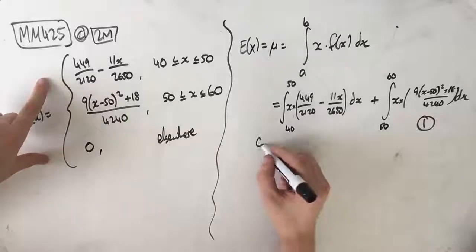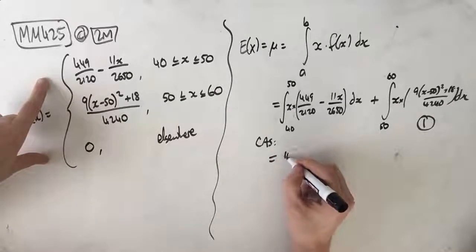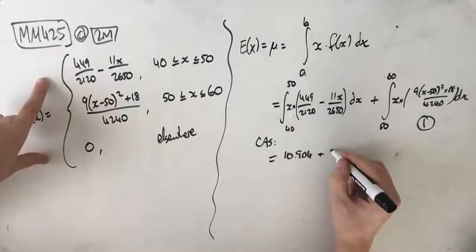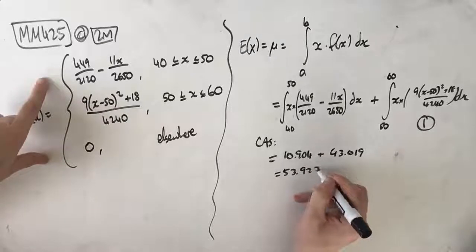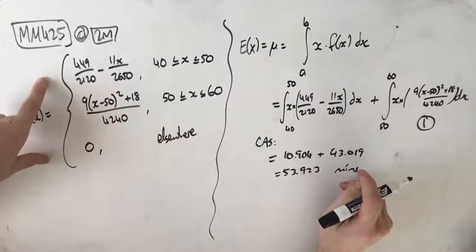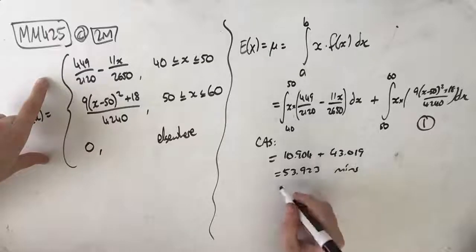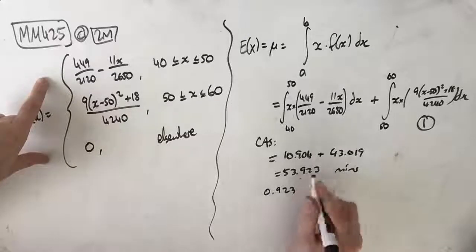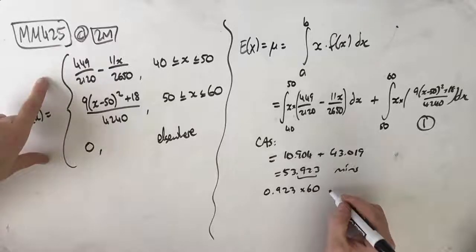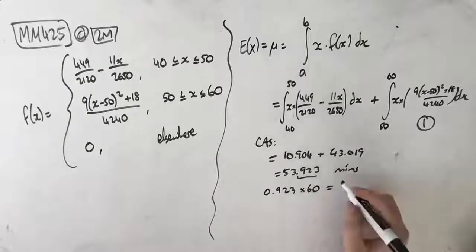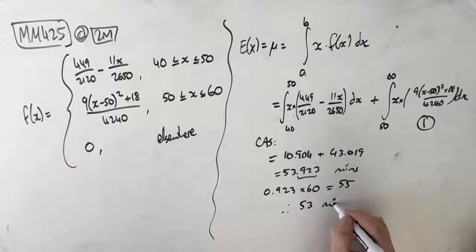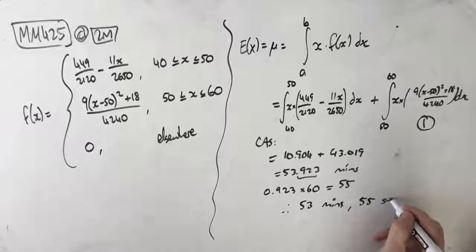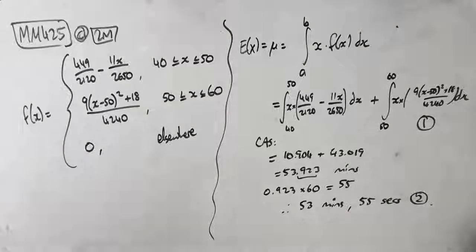According to our CAS, we get 10.904 plus 43.019, which gives us 53.923 minutes. But we're looking for the answer correct to the nearest second. So what we're going to do is times our 0.923, so that's our decimal section, times that by 60 because there's 60 seconds in a minute. And what we get is 55, which means therefore we have 53 minutes and 55 seconds. That's our second mark. So guys, that's it for part CI. Let's move on to part CII.